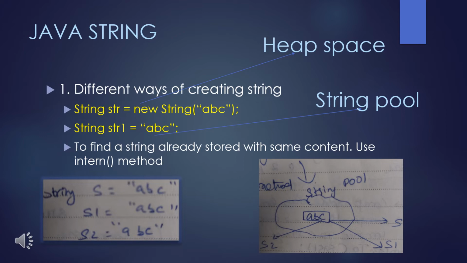If we want to find any string already present in the string pool, we have to use the intern method. It will show us any variables stored with the same content. Okay.